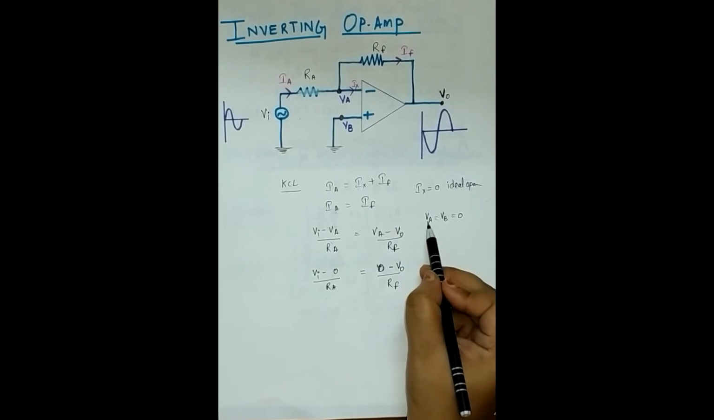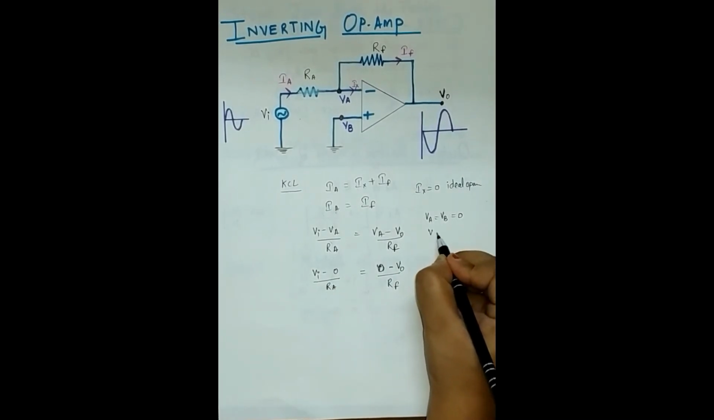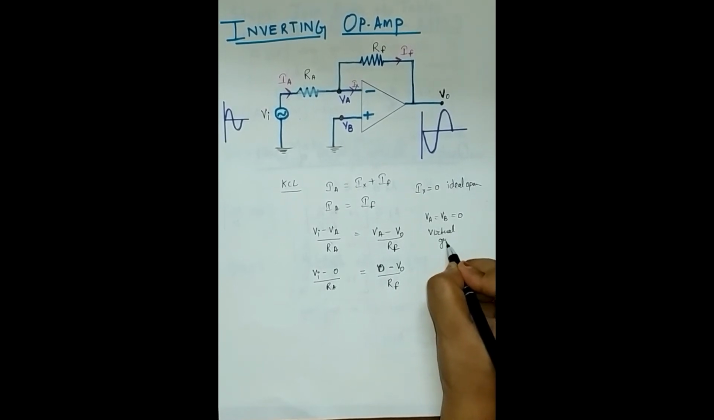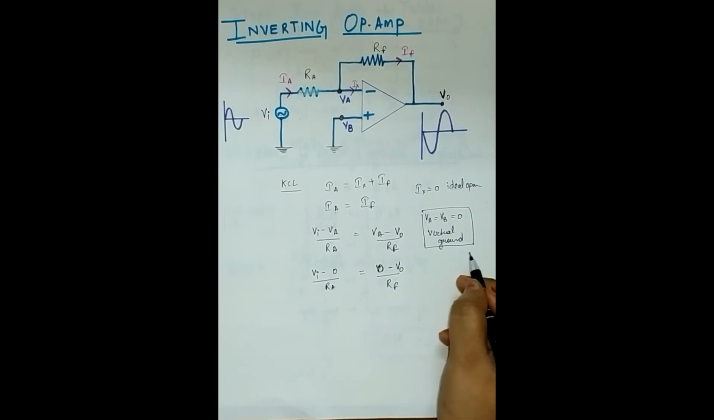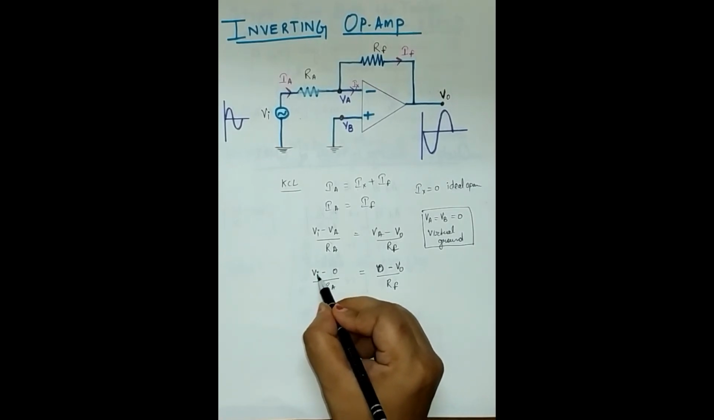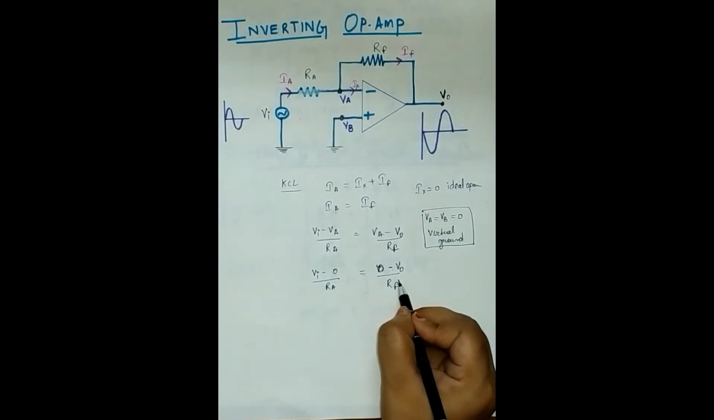This concept is very important and it is called the virtual ground concept. You have to remember this because the same concept will be used further also. So now see what I have got. Vi minus 0 divided by Ra equals 0 minus V0 divided by Rf.